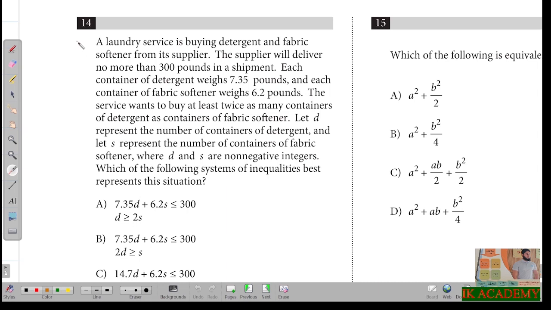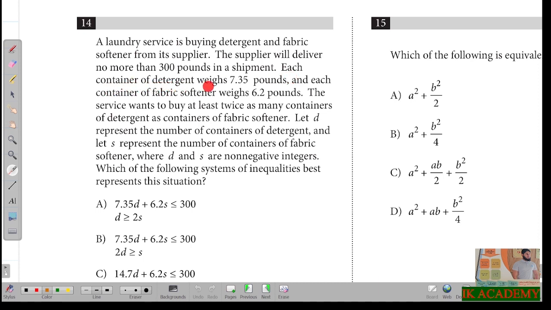Our next question is question number 14, which says a laundry service is buying detergent and fabric softener from its supplier. The supplier will deliver no more than 300 pounds in a shipment. This is the total weight of the shipment.